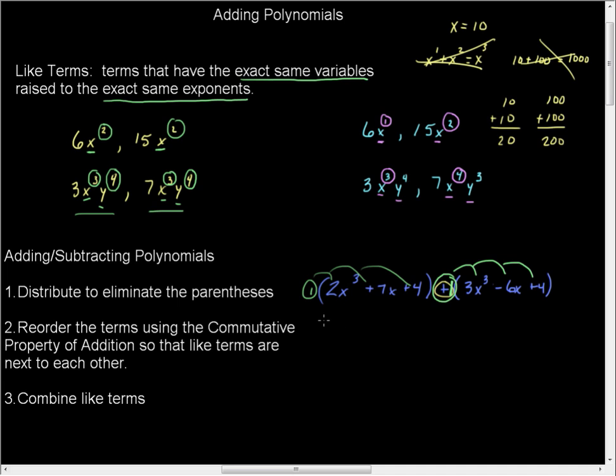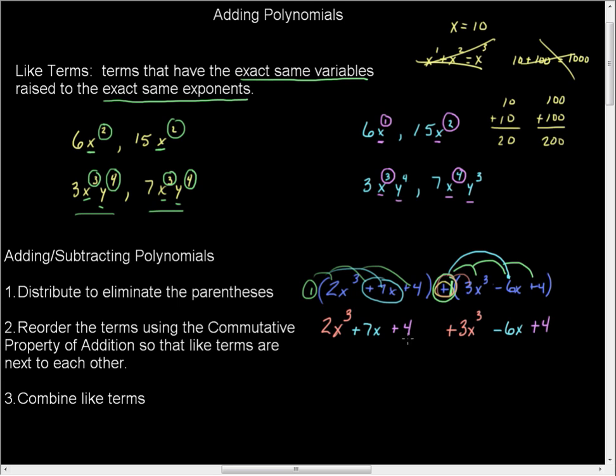And so 1 times 2x cubed is 2x cubed. Over here, positive 1 times 3x cubed is positive 3x cubed. And now 1 distributed to the 7x, or positive 7x, is positive 7x. Positive 1 distributed to the negative 6, 1 times negative 6 is negative 6x. Notice that in this multiplication process, I'm not actually changing the variable, because I'm not multiplying by a variable. I'm just multiplying by the number 1. And then finally, we have 1 times a positive 4 is a positive 4, and positive 1 times a positive 4 is a positive 4.